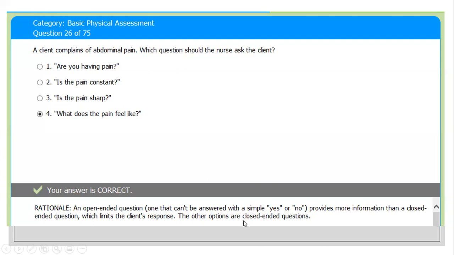The other options are closed-ended questions too. So the right answer is number four.